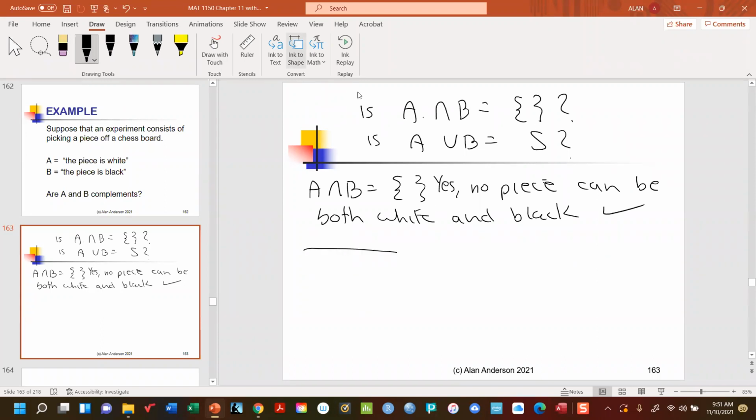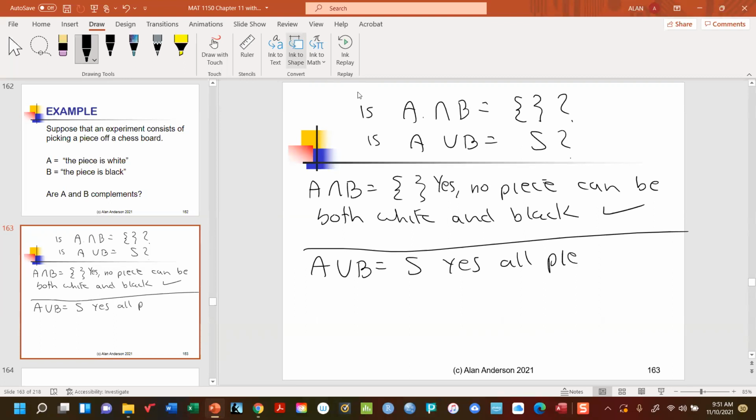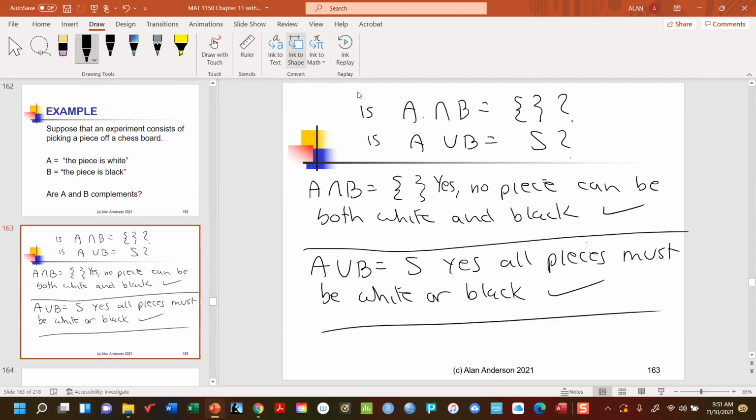On the other hand, what about the union? Yes, all pieces must be white or black. That's a big yes. So therefore, the answer is the white and black pieces are complements.